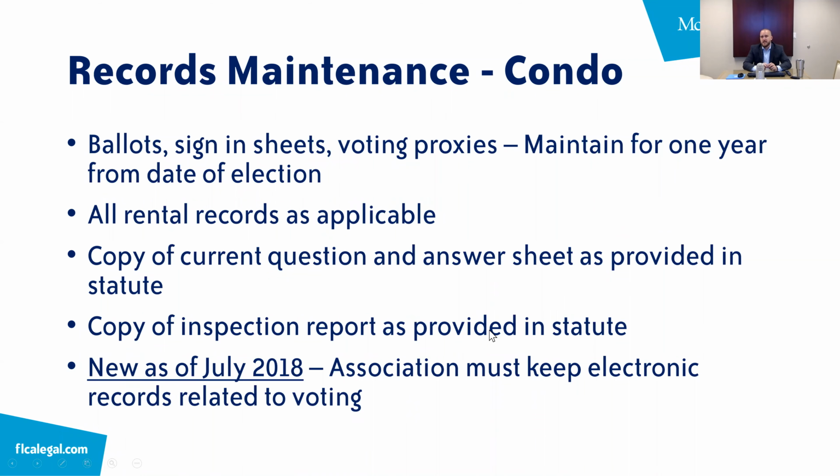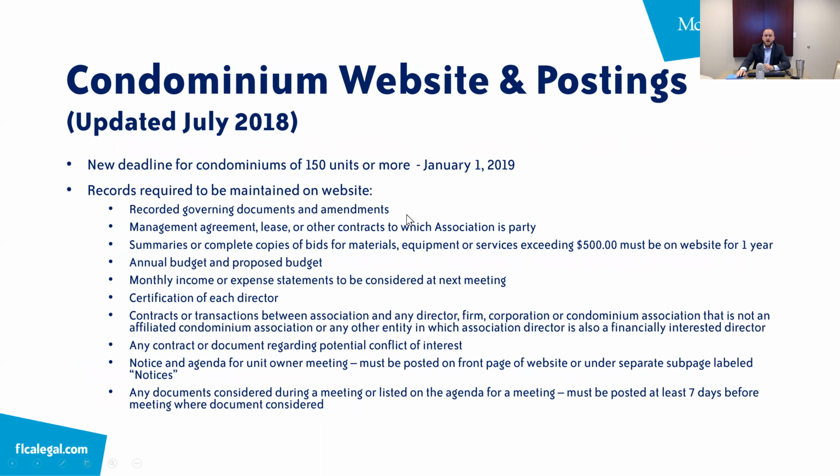For condos, there are some specific differences. The ballots, sign-in sheets, and voting proxies have to be maintained for 1 year from the date of the election. Presumably for HOAs, that's 7 years because it's a written record regarding operation of the association. All rental records are applicable. A copy of the current question and answer sheet is provided in the statute, and a copy of the inspection report is provided in the statute. As of July of 18, the association must keep electronic records related to voting. That's also included as part of the official records. This is also for condos.